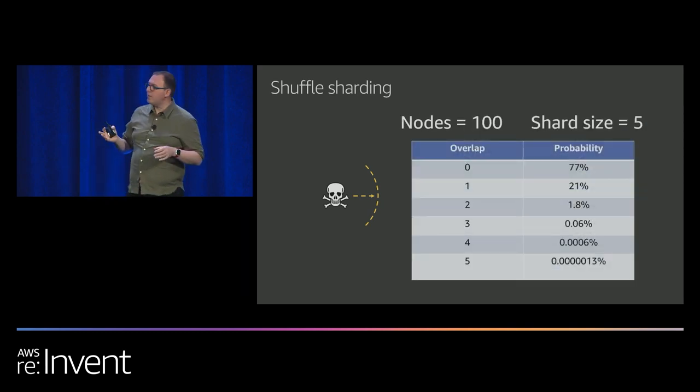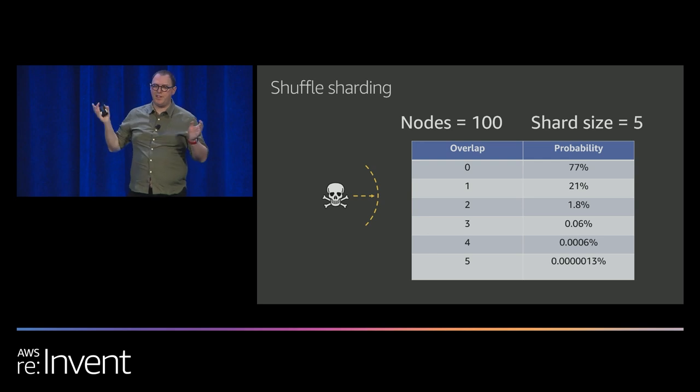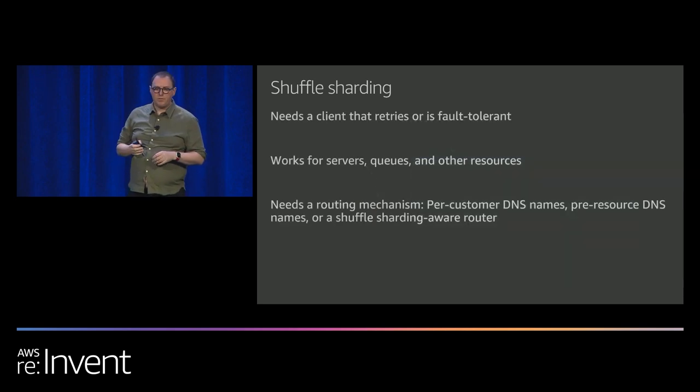And this gets better and better the more nodes you have or the bigger your shard size is. On AWS Hyperplane, which is this core system in our network, we run with 100 nodes, and our shard size is 5. And the numbers just get astronomically small really quickly. The blast radius is 0.0000013. It's incredible. For Route 53, the numbers are even bigger again. All that this depends on is having a client that's fault tolerant, some kind of routing mechanism, and some way to lay this stuff out in advance. And it really is great. We use it at all sorts of layers.